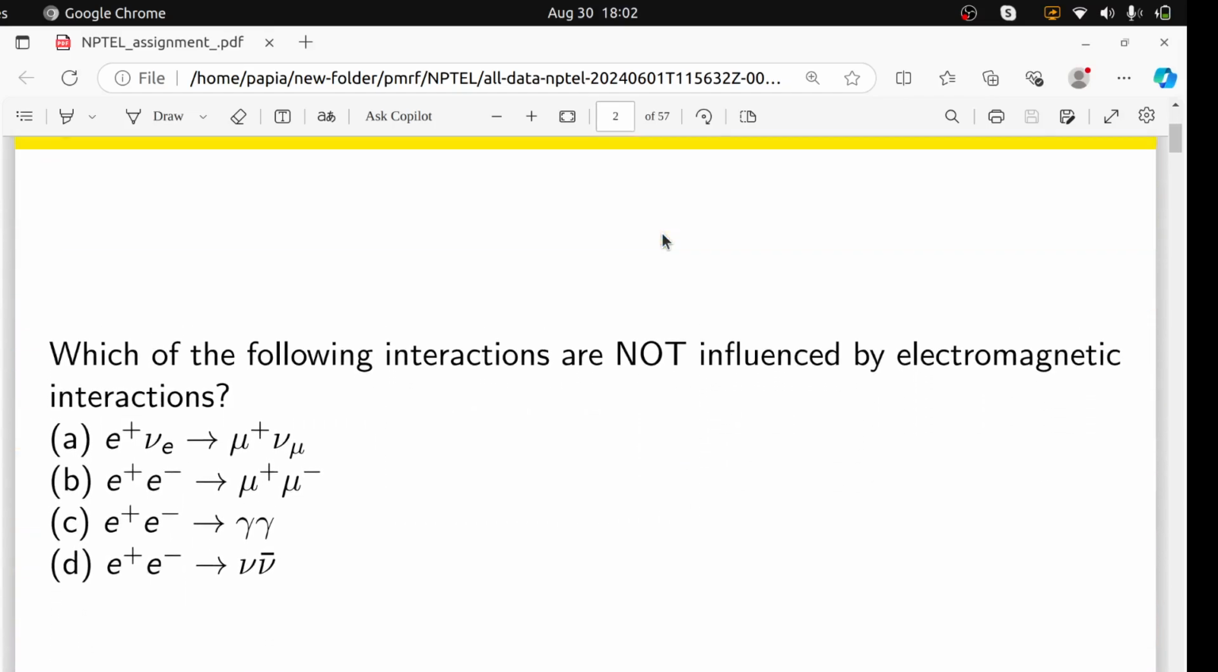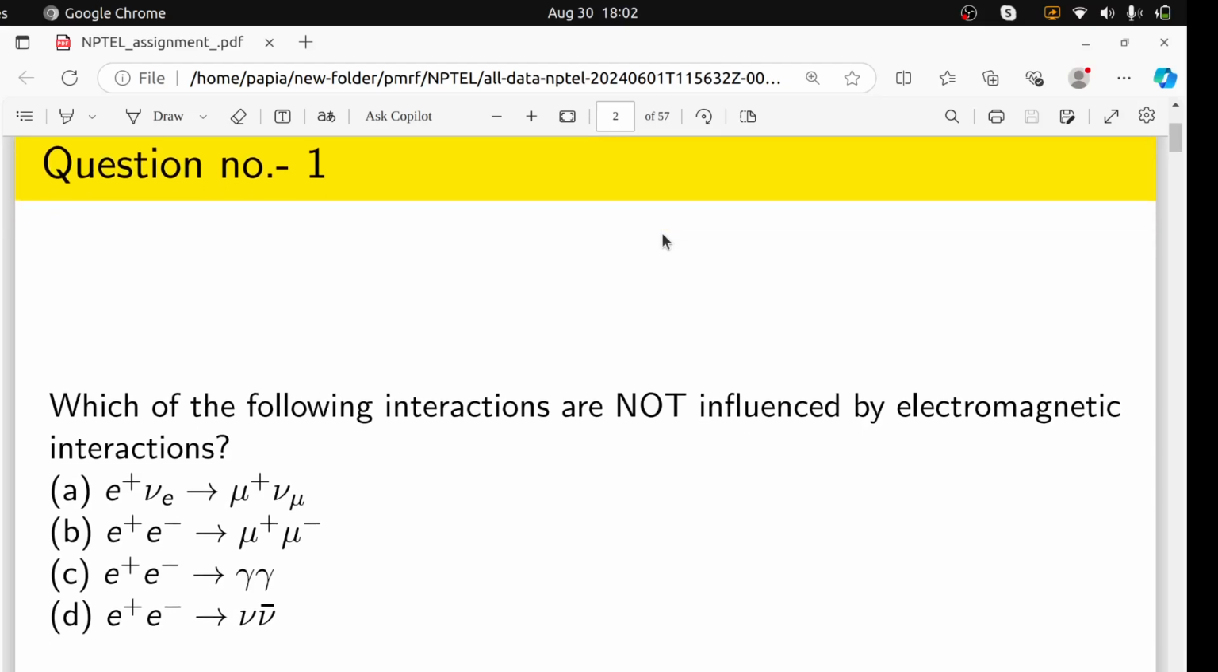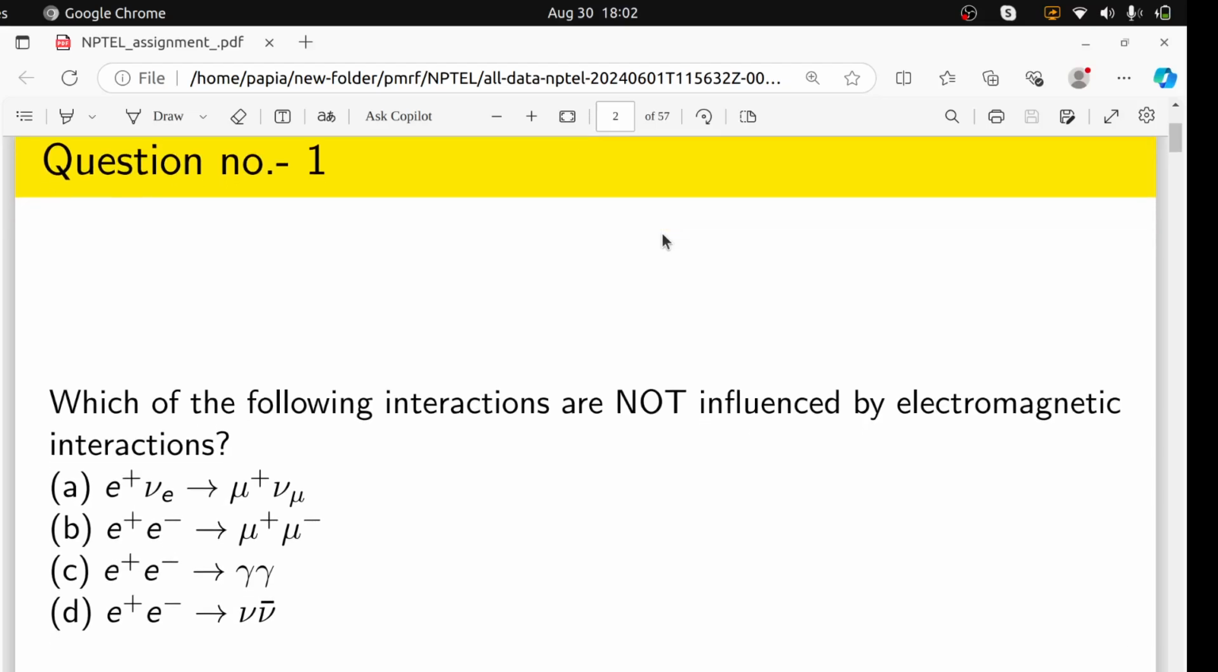So, this is the first question. Which of the following interactions are not influenced by electromagnetic interactions? There are four options: e plus nu e to mu plus nu mu, e plus e minus to mu plus mu minus, e plus e minus to gamma gamma, e plus e minus to nu nu bar.